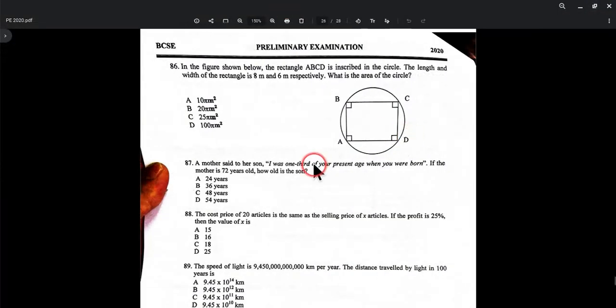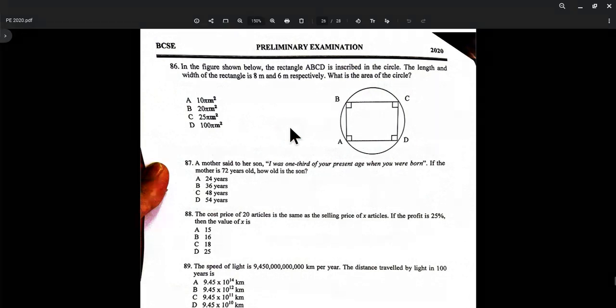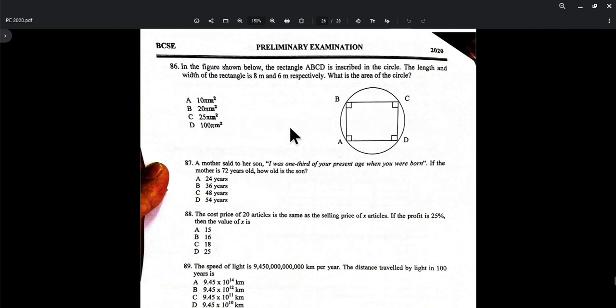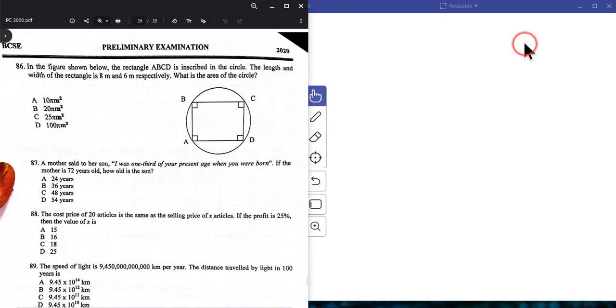Question number 86. In the figure shown below, the rectangle ABCD is inscribed in the circle. The length and width of the rectangle is 8 meter and 6 meter respectively. What is the area of the circle? So we are asked to find the area of the circle. Now if you look into how it's given, a figure is given.